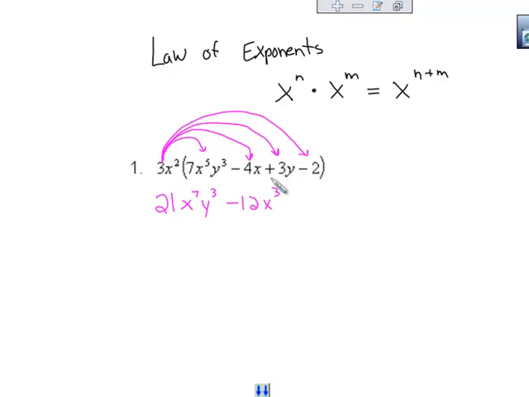Now we move on to the next term. It's 3 times 3, which is positive 9. X squared, there is no other x, so I'm going to put an x squared here. This has a y though, but this one doesn't, so I bring down the y, so it's 9x squared y. Last term here is 3x squared times negative 2, which is negative 6x squared. Now just to double check, I want to make sure that there are no other like terms here, and there isn't. So there is my final answer.